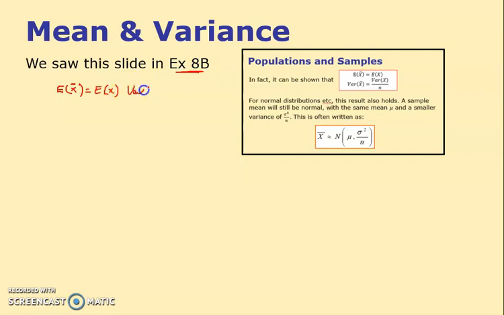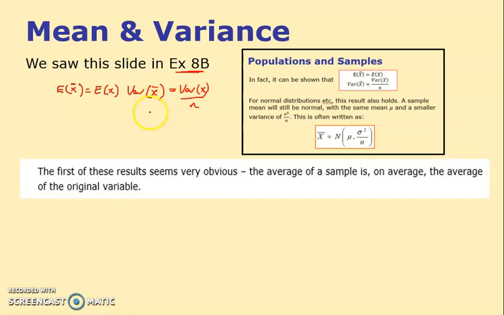And the variance of an x bar, or a sample mean, is essentially the variance that you were expecting to get, but smaller, because we've done lots of readings on this. Now, the first result seems obvious. The average of a sample is, on average, the average of the original variable. So that is what you'd expect.